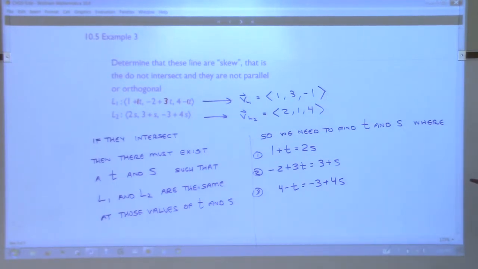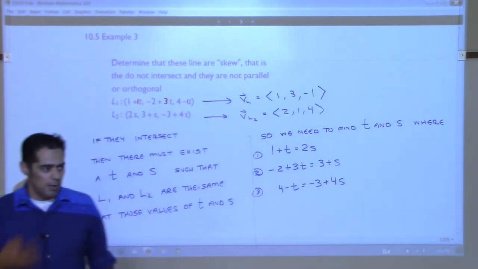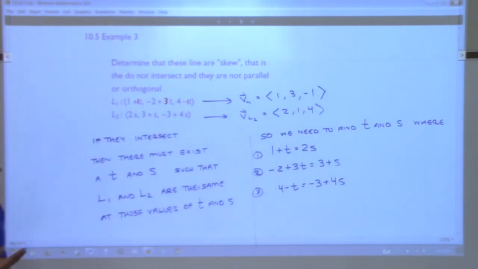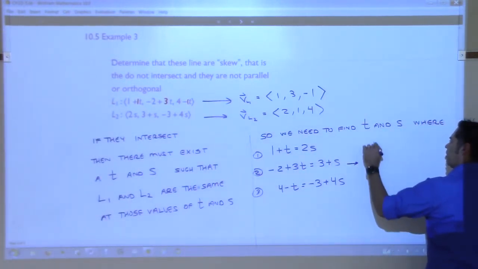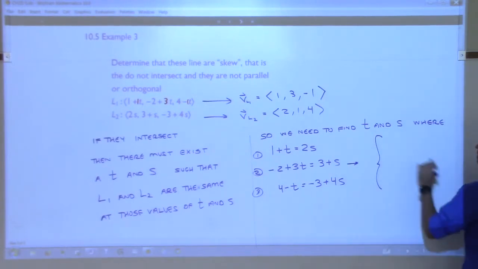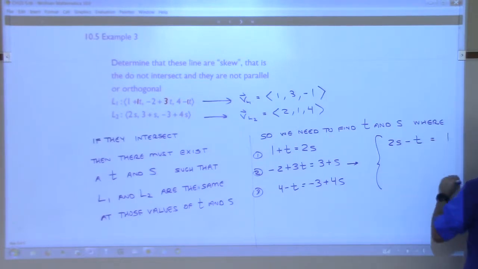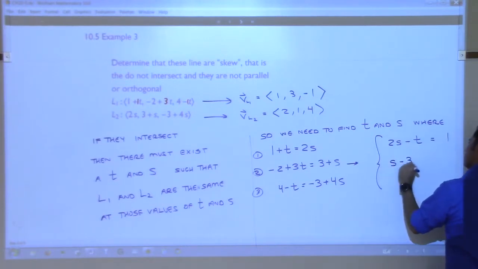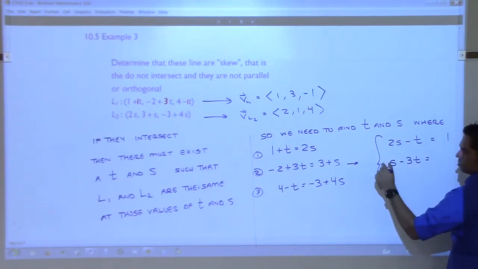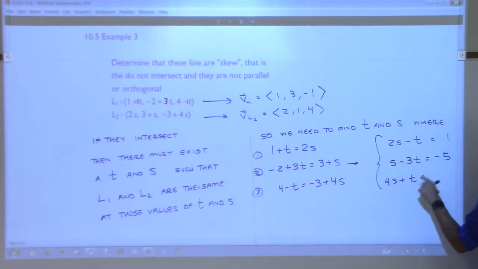And what we have here is a system of linear equations. We have 2 unknowns and 3 equations. So I'm going to make this look a little bit different for us. 2s minus t equals 1. Let's see here. s minus 3t equals negative 5. And then the last one, 4s plus t must equal 7.